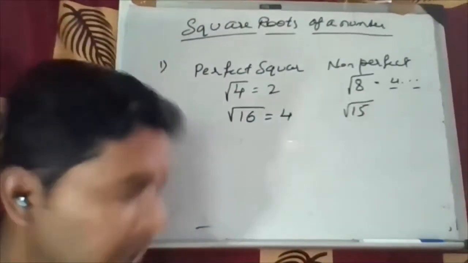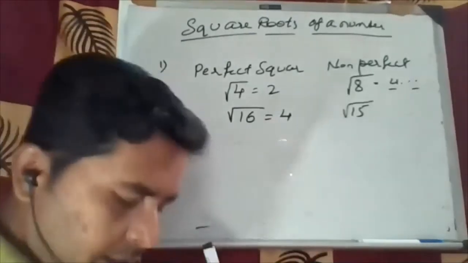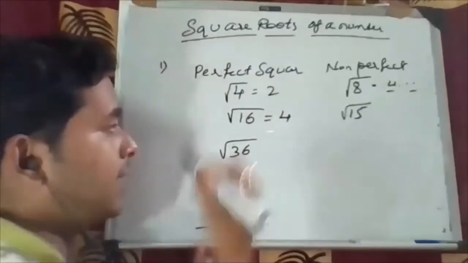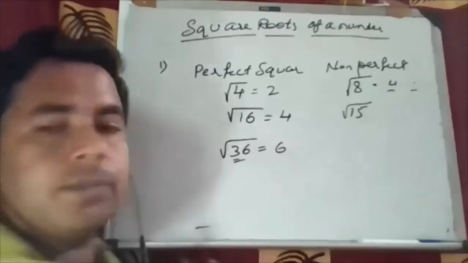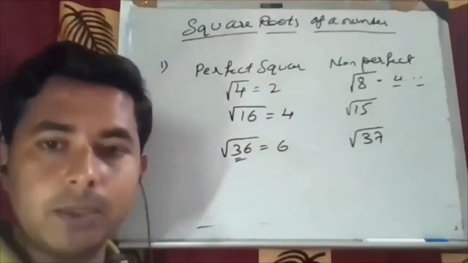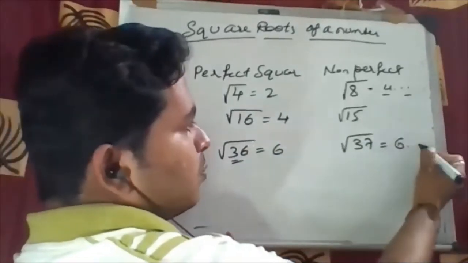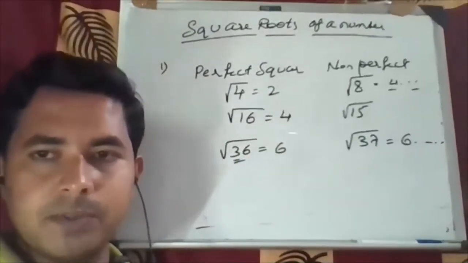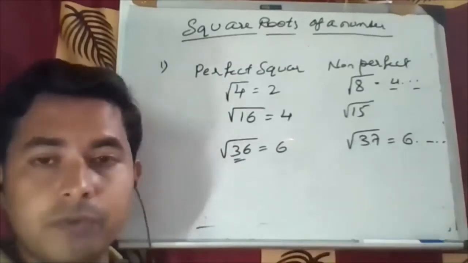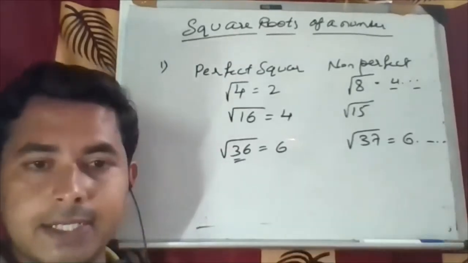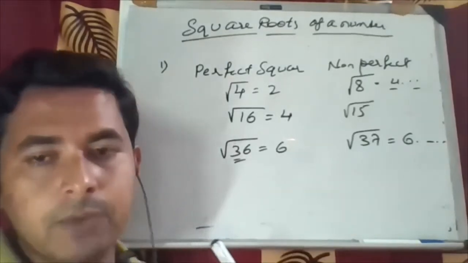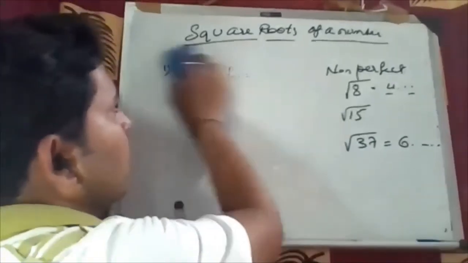So you should keep in mind, if they ask the square root of 36, you'll get an exact number, because 36 is a perfect square. But if they ask root 37, you won't get a perfect answer. You will get an answer like 6 point something, so 37 is non-perfect. Whenever it is a non-perfect square, you won't get an exact square root value. If it's a perfect square, you'll get an exact root value. So that you have to keep in mind.